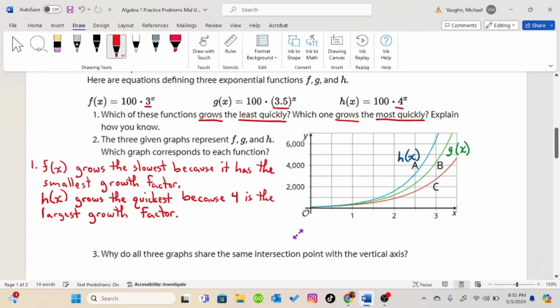And finally, we have C, which is the slowest growing, and that's going to be f because 3 is the smallest growth factor. So C must be f of x.